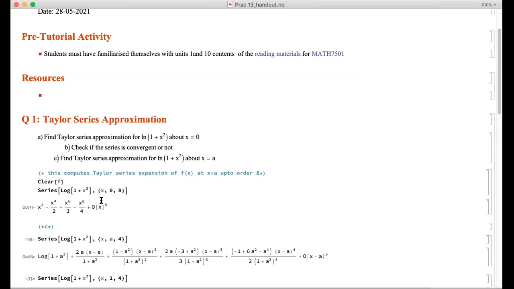Oh, I have computed this using Mathematica. That's just for me, just to check it.